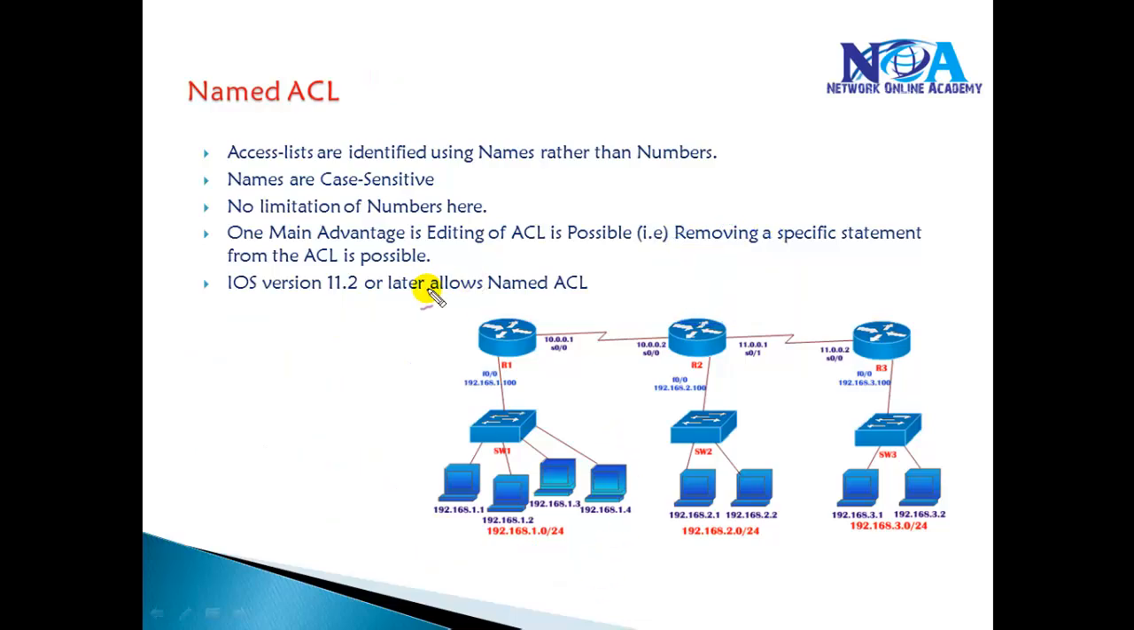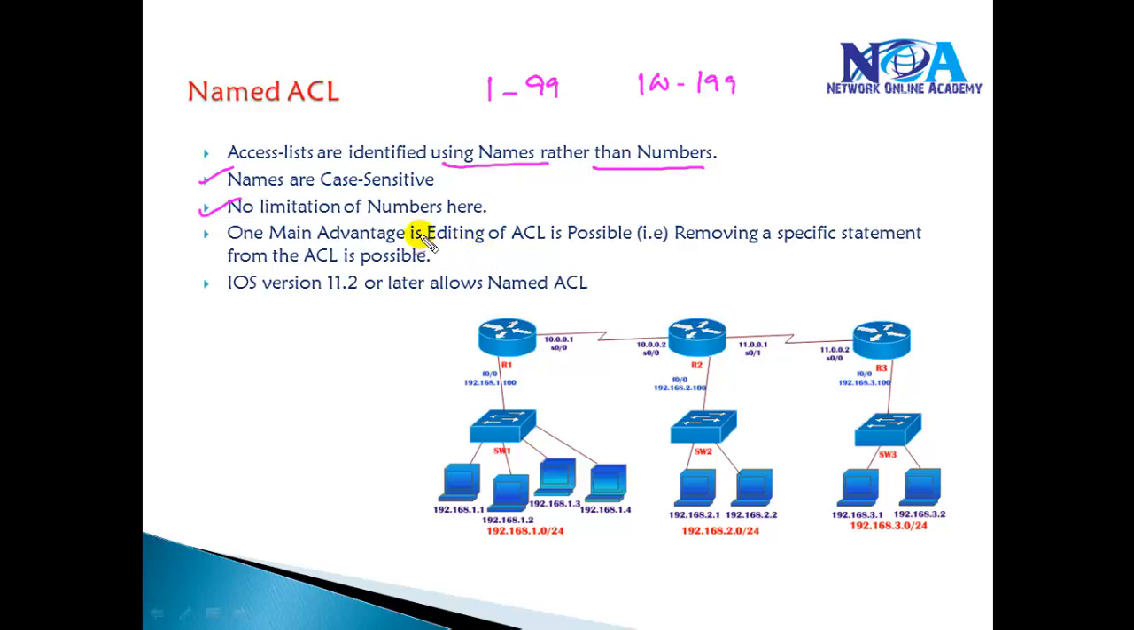Now what is the major enhancement or advantage we get in the named ACL is, in case of named ACL, access lists are identified by using a name rather than numbers, and it is case sensitive, and we don't have any limitations here. Like in case of numbered ACL, we use 1 to 99 in case of standard, 100 to 199 in case of extended, whereas here there are no limitations.